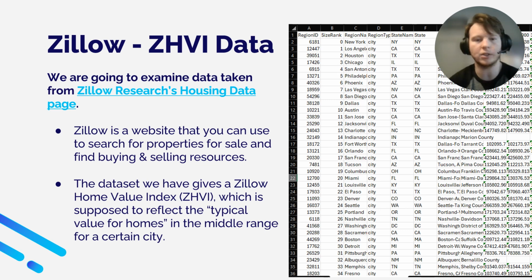And some background. Zillow is a website that can be used to search for properties for sale and find buying and selling resources. And the data set that we have gives a Zillow Home Value Index, which is supposed to reflect the typical value for homes in the middle range for a certain city.